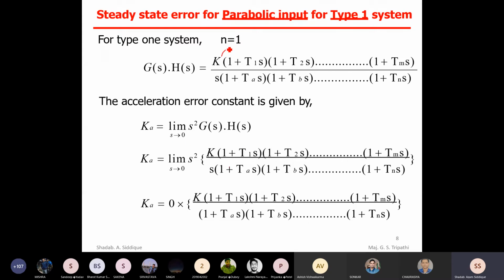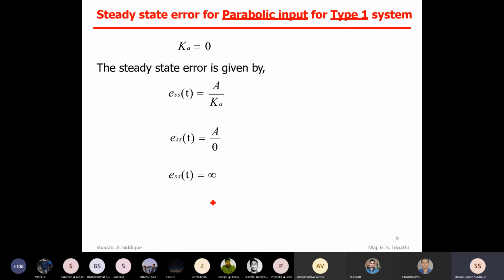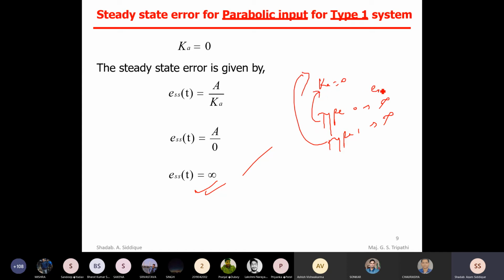Again, we go to n equal to 1. Here s square and s will cancel, and we'll get s. If we substitute s equal to 0, we get 0 here, and again ka is equal to 0, and if ka is equal to 0, then the error will be infinite. So till now, for type 0 system we got infinite error, and for type 1 system also we got infinite error. ka is 0 here, and ESS is infinite. Now we'll go for type 2 system.